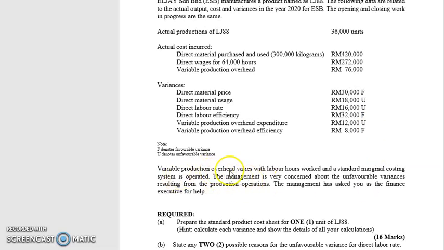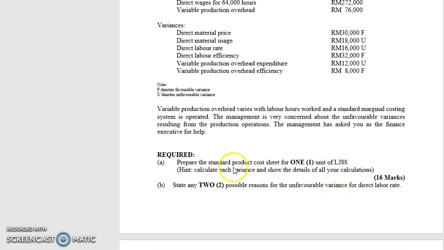Variable production overhead varies with labor hours worked, and a standard marginal costing system is operated. The management is very concerned about the unfavorable variances resulting from the production operation. The management has asked you, as the finance executive, for help. So prepare the standard product cost sheet for 1 unit of LJ88.